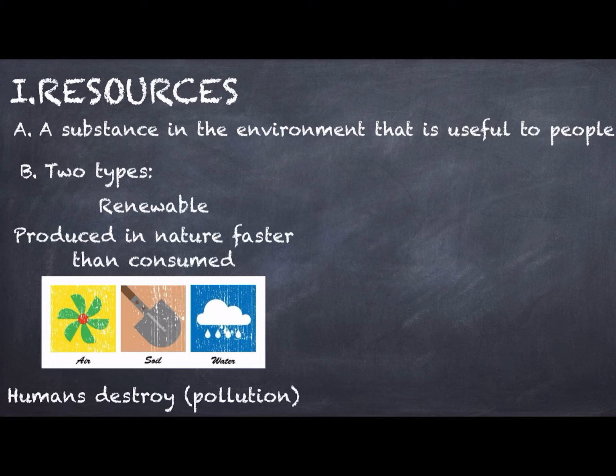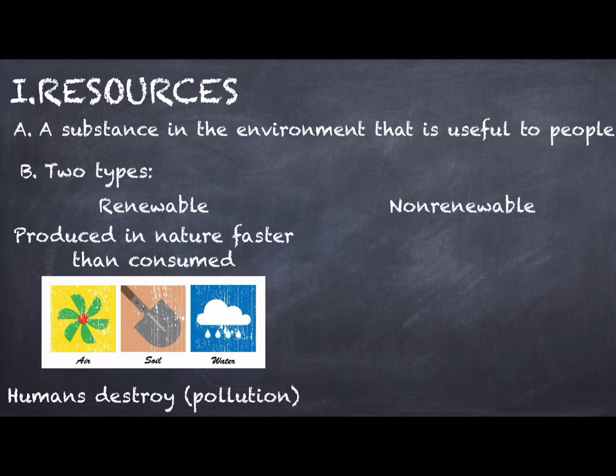Well, humans can never deplete the amount of air we have, soil and water, but we can help to destroy it through air pollution, through erosion, and so on, okay? So the first type of resource is a renewable one. And remember the examples, air, soil, and water. We can't deplete them, but we certainly can help to destroy them through pollution and so on.